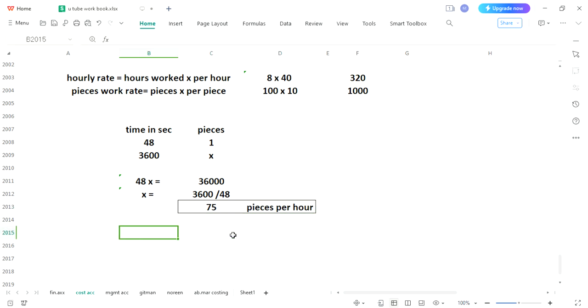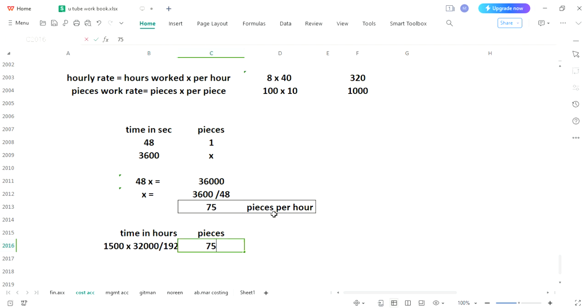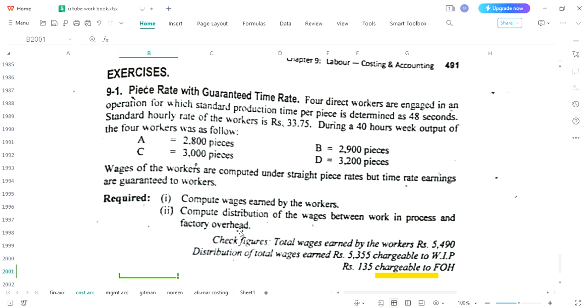In a similar way, we will do another step: time, and then our pieces, the same as we have written above. In 1 hour, you can write over here time in hours. So in 1 hour, this is showing what? Pieces per hour. In 1 hour, you are manufacturing 75 pieces. So hopefully you have understood what phenomena we are using. We'll go back to the question.